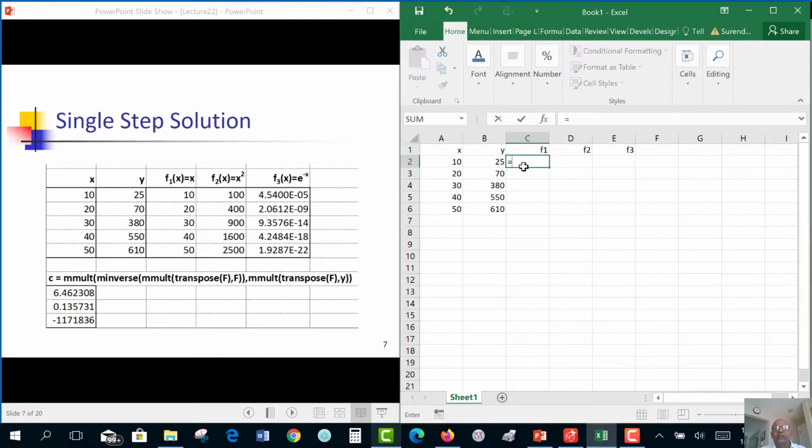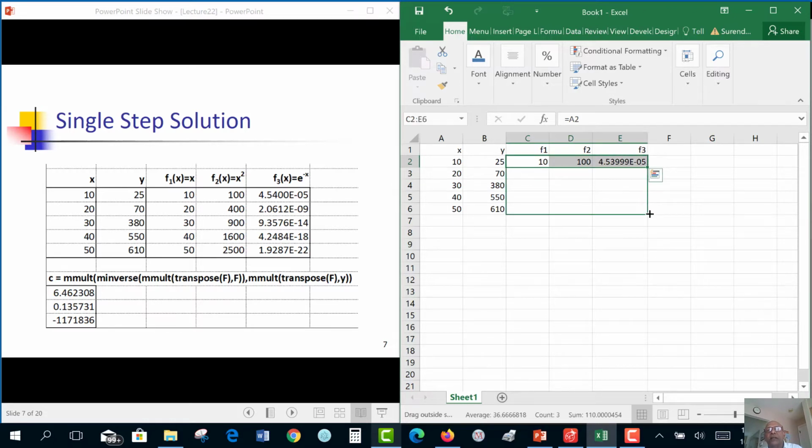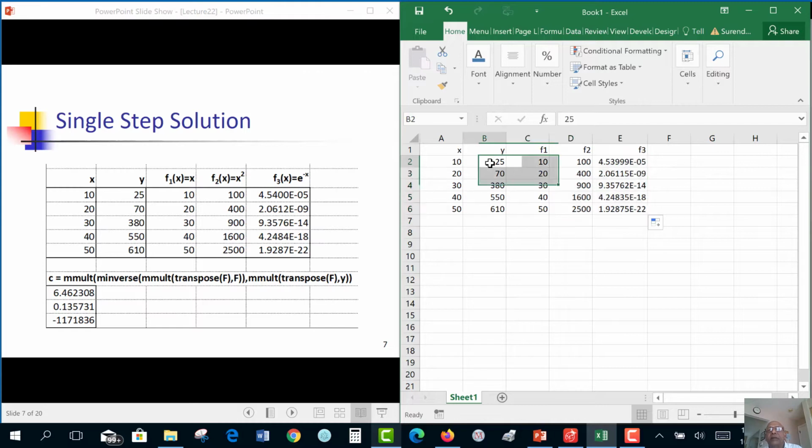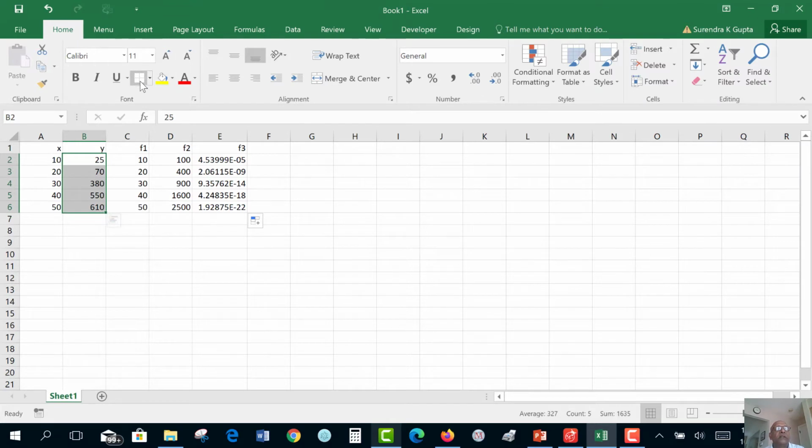Okay, our first function is equal to x. Our second function is equal to x squared. Our third function is equal to e to the minus x. And notice, this is all the work I need to do. I'm going to now just copy all these formulas down. I'm going to name my matrices. So first let me box it and name it.